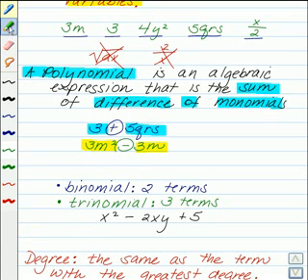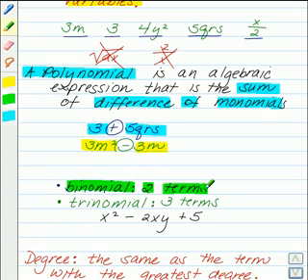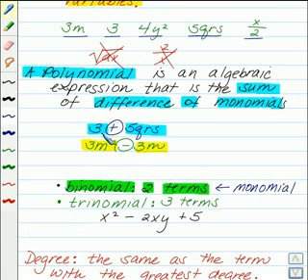Within polynomials, we can name them more specifically. A binomial has two terms. Now, a term is each of the monomials. So, above, we've got 1, 2 terms. These are both binomials because we've got two terms. And I remember binomial because I think of a bicycle. It's got two wheels, so binomial has two terms.